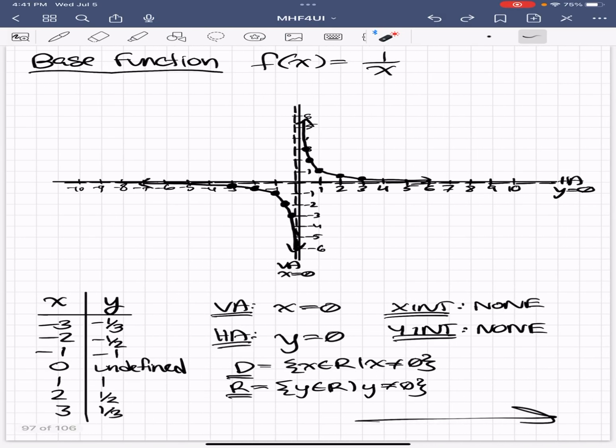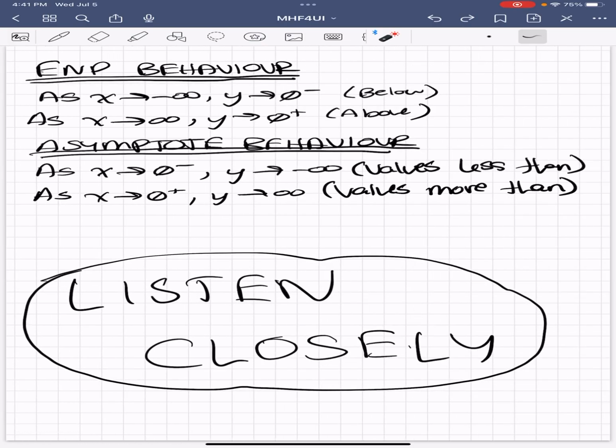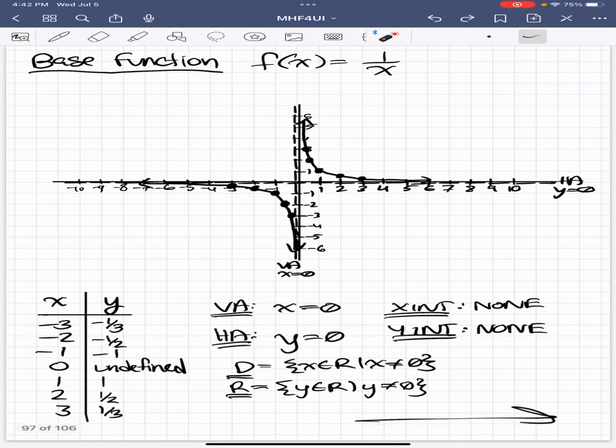So I'll give you a minute to write down the end behavior and the asymptote behavior. And if you want to go back and listen to the explanations again, just so you can really understand end behavior and asymptote behavior, you go ahead.